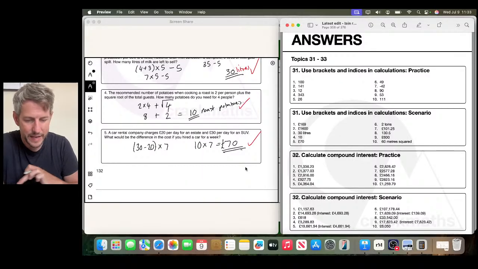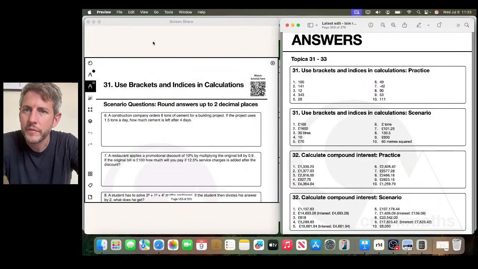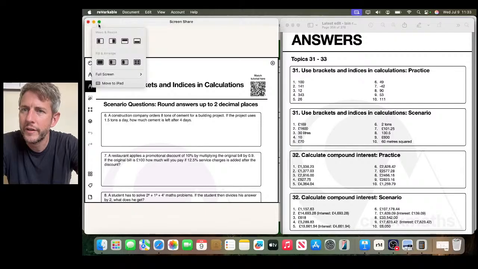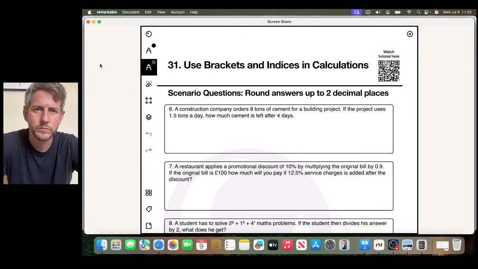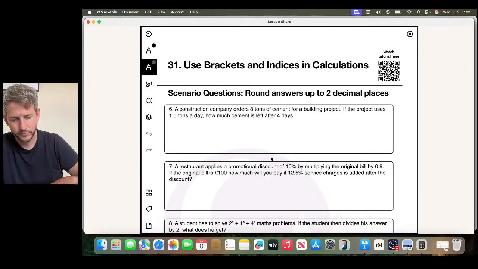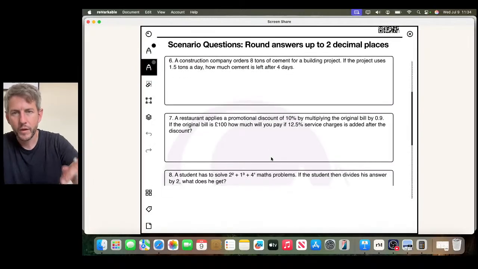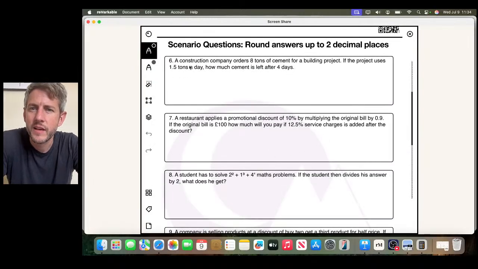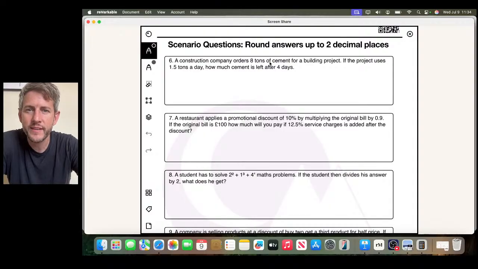Right, let's have a look at the next round. So here we go. Over here, we've got this. Question 1, it says, a construction company orders 8 tonnes of cement for a building project. If the project uses 1.5 tonnes per day, how much cement is left after 4 days?